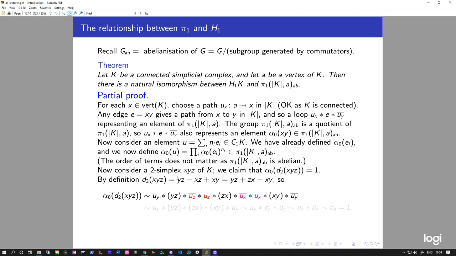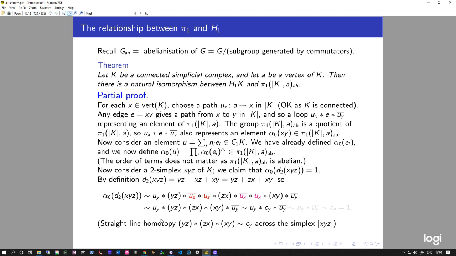For this yz term, you get uy, then yz, then uz bar. For zx, you get uz, then zx, and then ux bar. And for the xy term, you get ux, then xy, and then uy bar. But remember that uz bar is the inverse to uz. So inside here, we've got uz bar star uz, and that can be cancelled. Similarly, ux bar is inverse to ux, so ux bar star ux can be cancelled. And we're just left with uy star yz star zx star xy star uy bar.